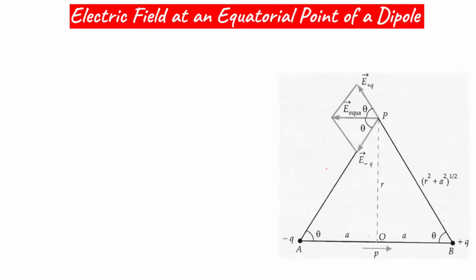Let us start. Today's topic is the electric field at an equatorial point of a dipole. See this diagram in which there is a dipole at points A and B. This is the dipole setup. At any point P, which is the equatorial point, you have to calculate the field.